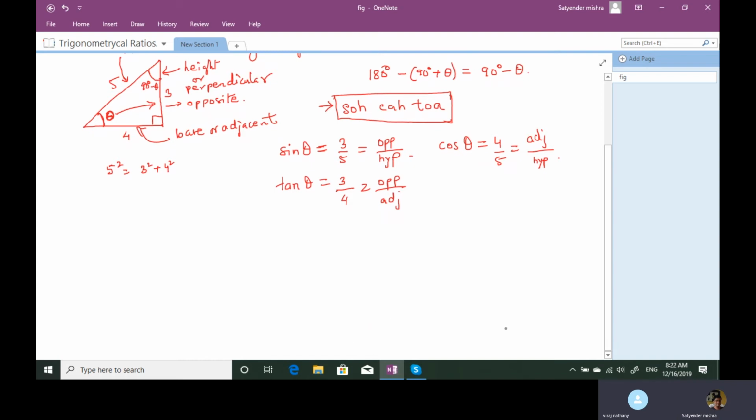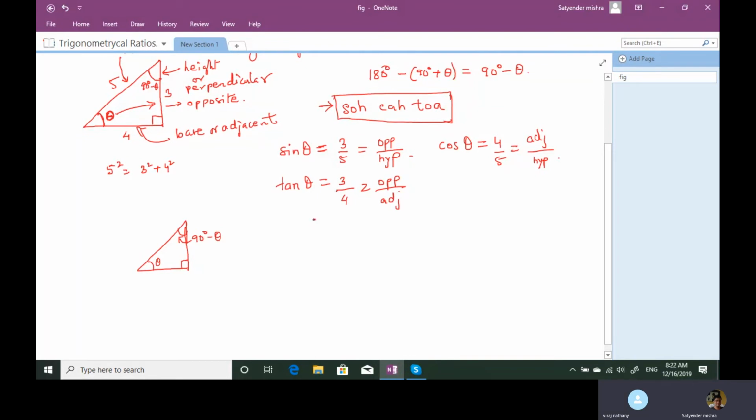Let's try to understand with the help of similarity also. There are two triangles here. Let's draw two triangles. This is a right angle triangle. This one is theta, this one is 90 degree, and this angle is 90 degree minus theta.